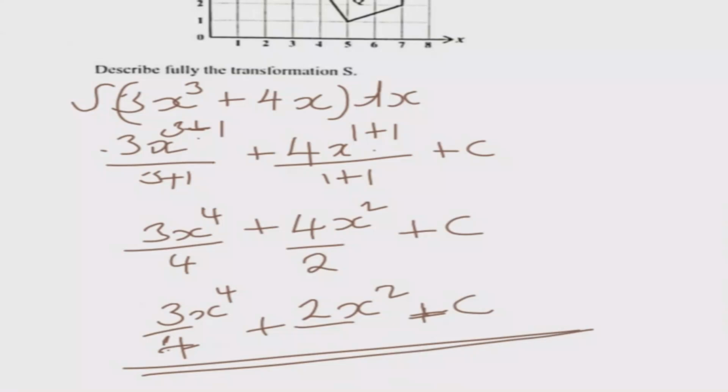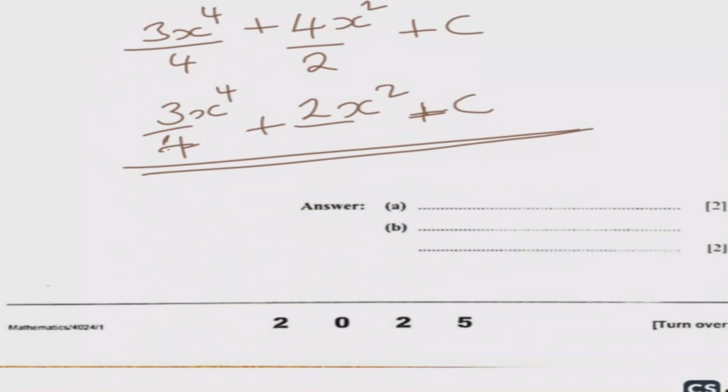So what we do is we come down here and write the same answer I've gotten, which is 3 over 4x raised to the power of 4 plus 2x raised to the power of 2 plus c. So that is the answer that you record there.